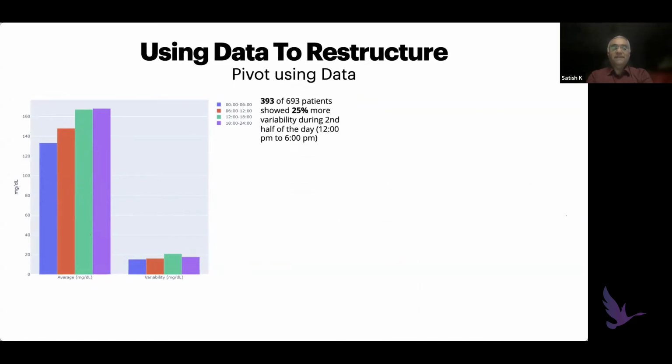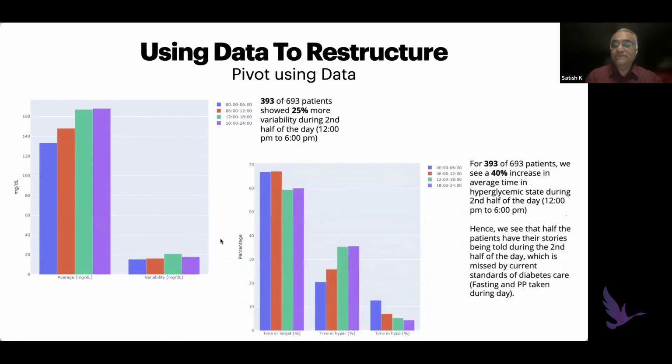Once we started to analyze the data, we started to see that many of the patients were actually showing more variability in their sugars in the second half of the day. And this is how we did it. You look at averages of the sugars for these people, and you also look at the variability in their sugars on those days. You will see that more people show higher variability in the second half of the day versus the first half. And you can also see a lot more people are hyperglycemic, which is high sugars, in the second half of the day than in the first half.